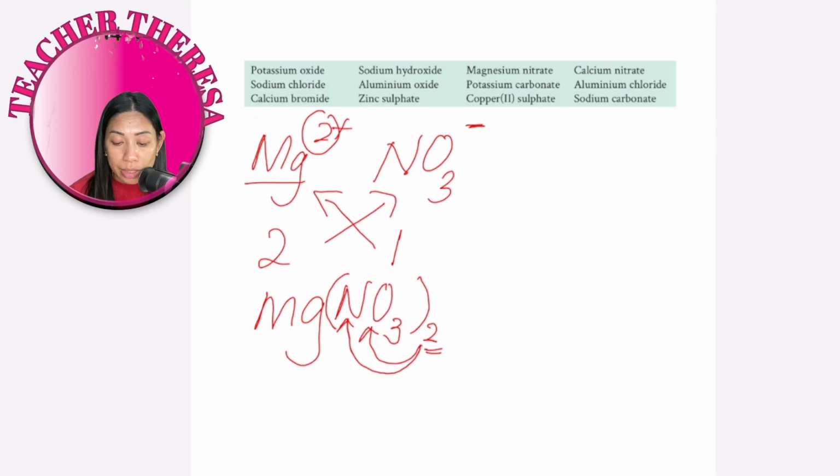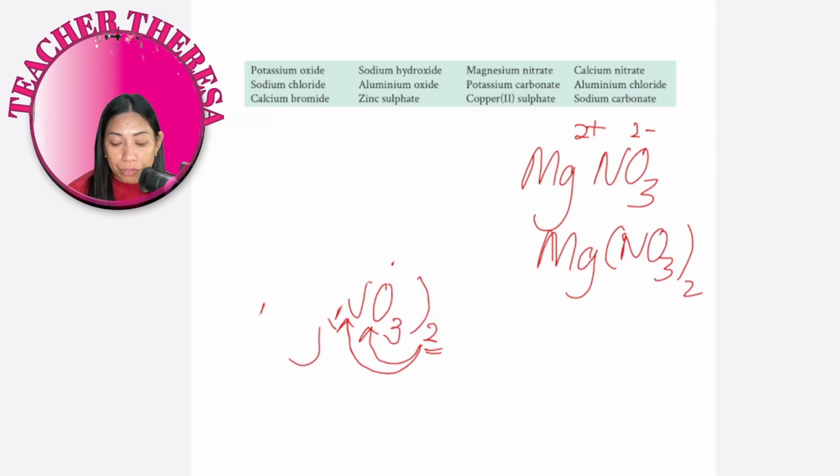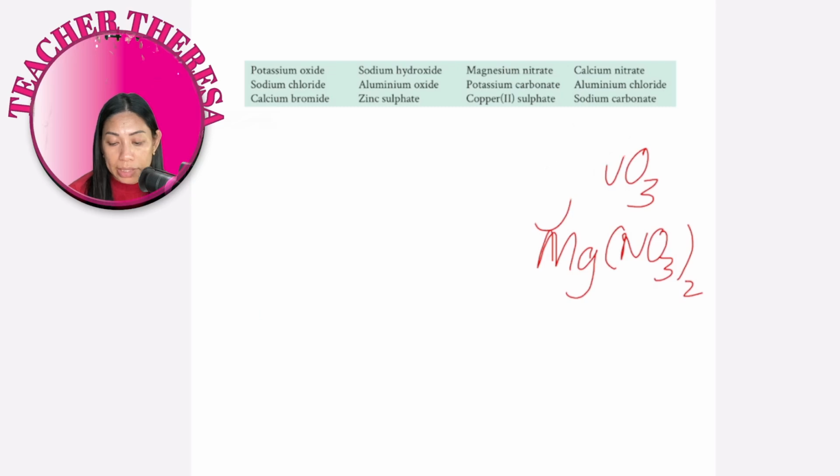Okay, we do the total charge method. Mg, NO3. This is 2 plus, this is minus 1. So 2 plus, how do you want to make this 0? You have to times 2 here. So Mg, you have to put NO3 in bracket 2. So this is the total charge method. Okay, let's do the next one, calcium nitrate. You have to refer back. Calcium is Ca2 plus, nitrate is NO3 minus.